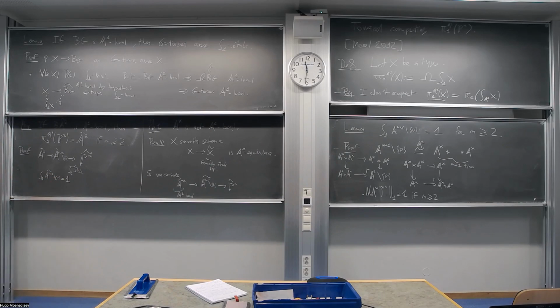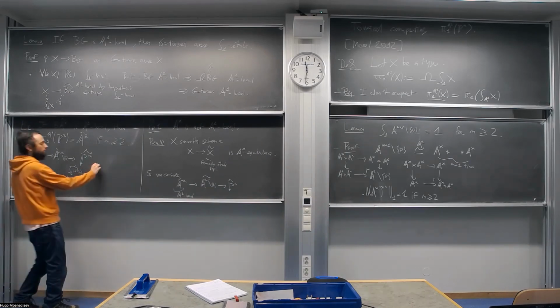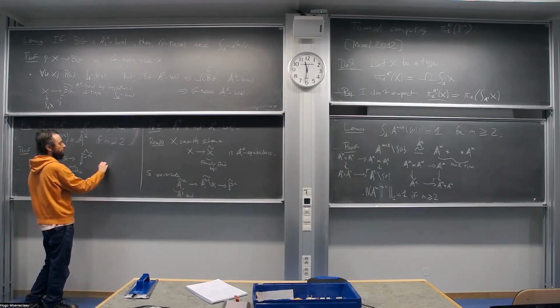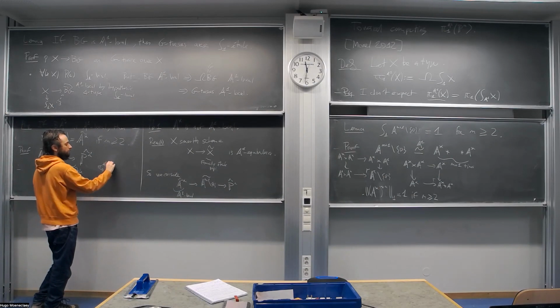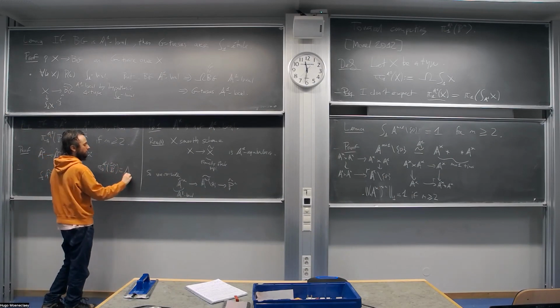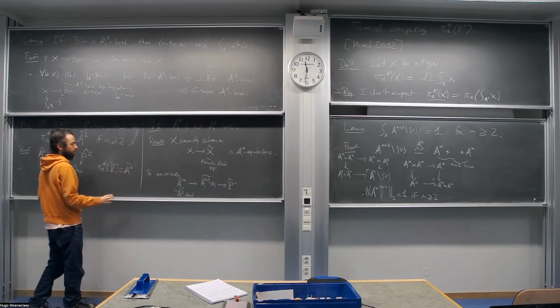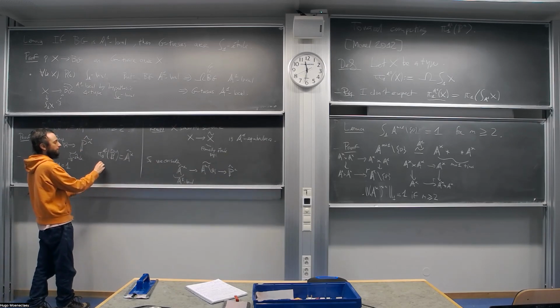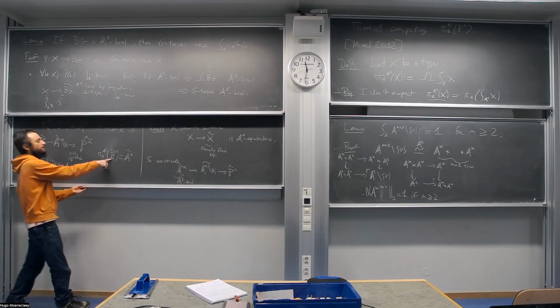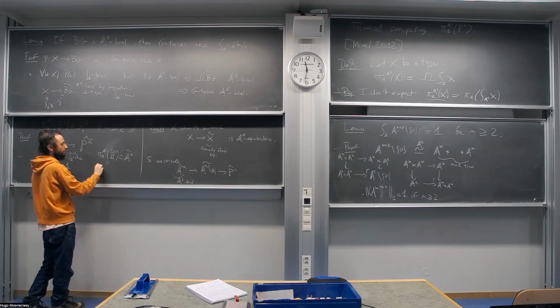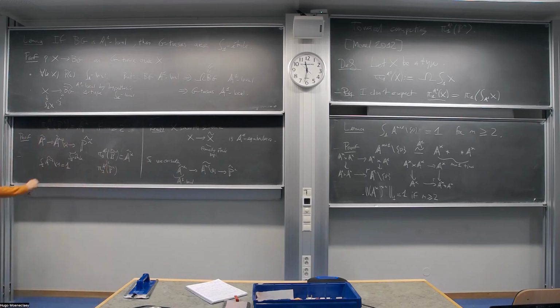And from this we conclude that Sh_1^{A1} of this is equal to A times, and this is A1 equivalent. Since Bn is a smooth scheme as well, we know that this is the same as this.